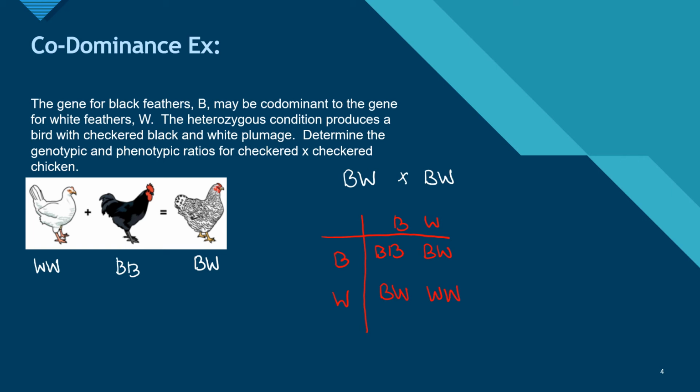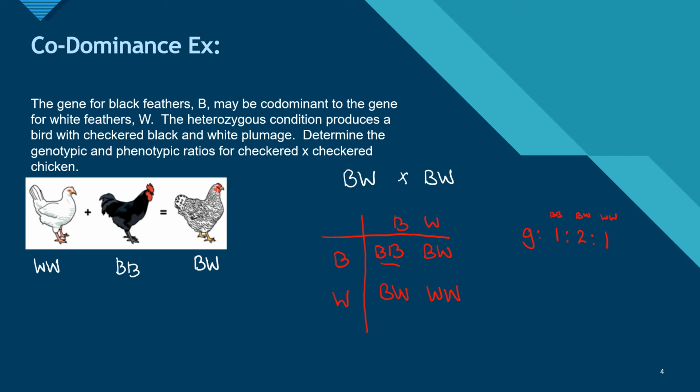Now it asks us to write our genotypic and phenotypic ratios. So remember, for genotypic, we write the number ratio. So we have, let's count, 1 that is big B, big B, so we'll write that. We have 2 that are big B, big W, and we have 1 that is big W, big W. So we'll just actually write big B, big B above this one, big B, big W above that one, and big W, big W above that one.